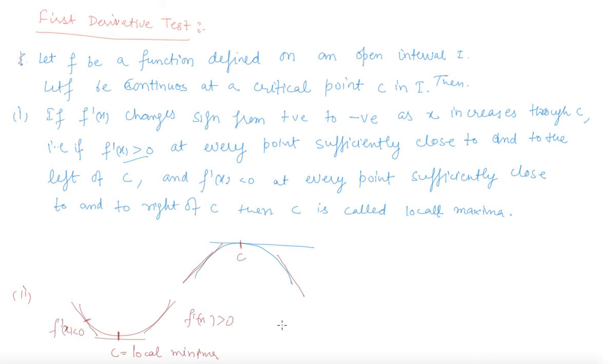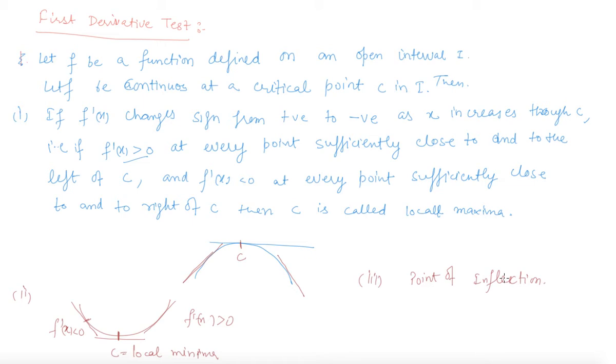Okay, and the third point which I want to discuss is, if f dash x does not change sign as x increases through c, then c is neither a point of local maximum nor local minimum. In fact, such a point is called a point of inflection. Point of inflection means it is neither a point of local maxima nor local minima.